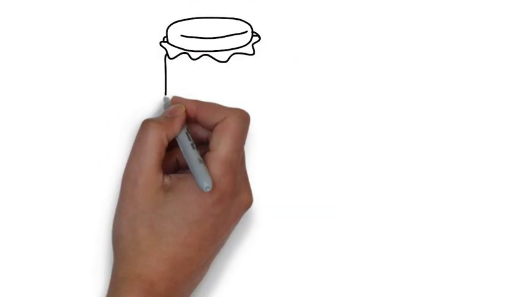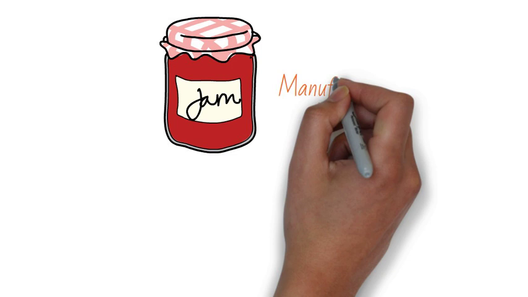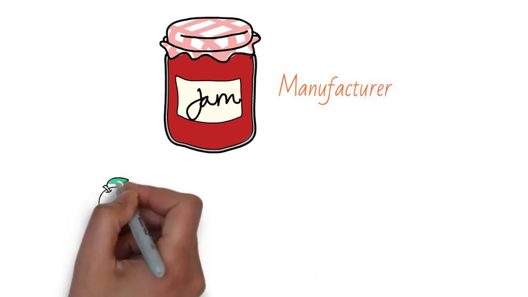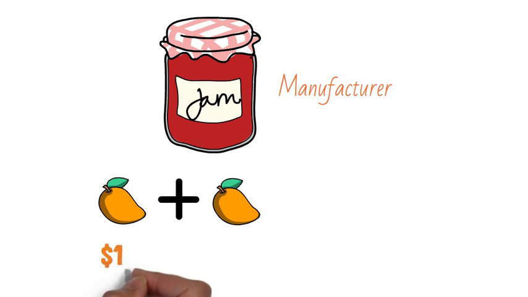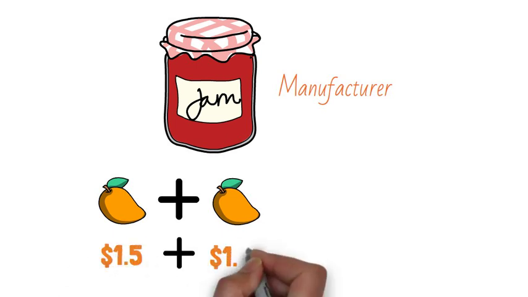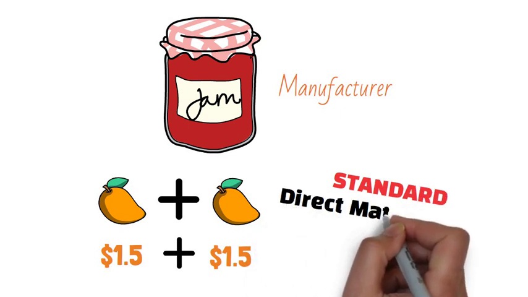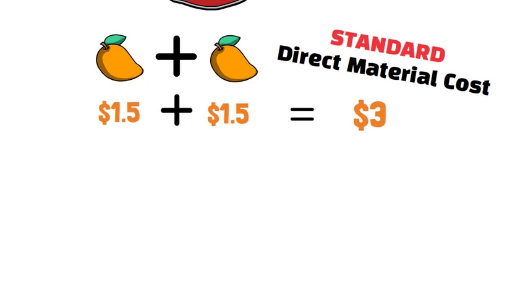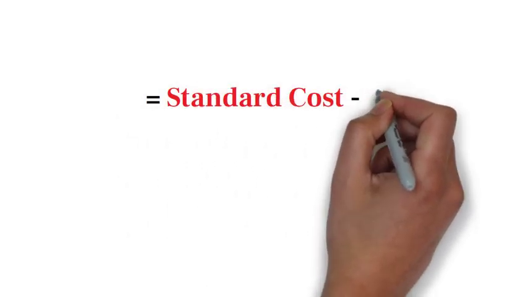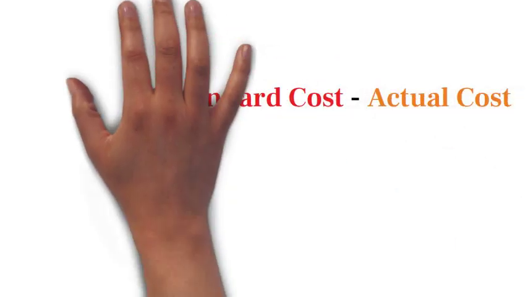For instance, a jam manufacturing company expects to use 2 mangoes as raw material to produce a bottle of jam, and they expect to buy each mango at $1.5. So as we know, the expected or the standard material cost to produce a bottle of jam is $3. Though the standard material cost is set as $3, sometimes the actual material cost could vary. In accounting, we call the difference between the standard cost and the actual cost as variance.